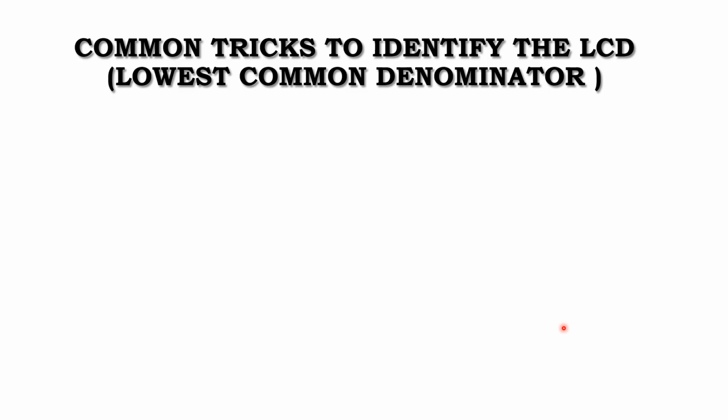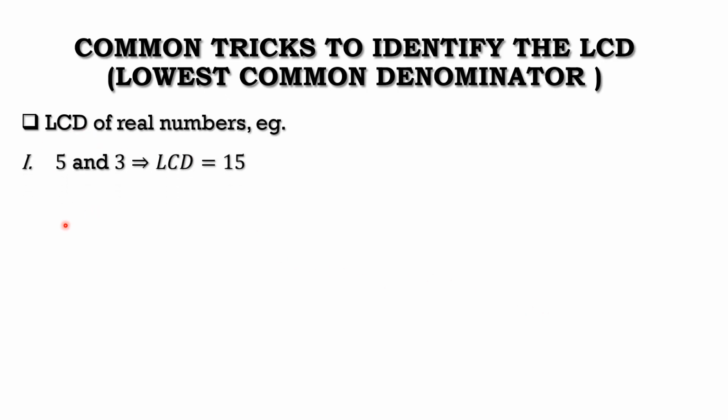When you see this trick, be very smart to be able to identify your denominators. The first one, LCD of real numbers. Now, if I have 5 and 3, what is the LCD? LCD is 15 because the least common denominator between 5 and 3 will be 15. What is the reason? 5 times 1 is 5, 5 times 2 is 10, 5 times 3 is 15. It means that 15 is an element of the multiples of 5.